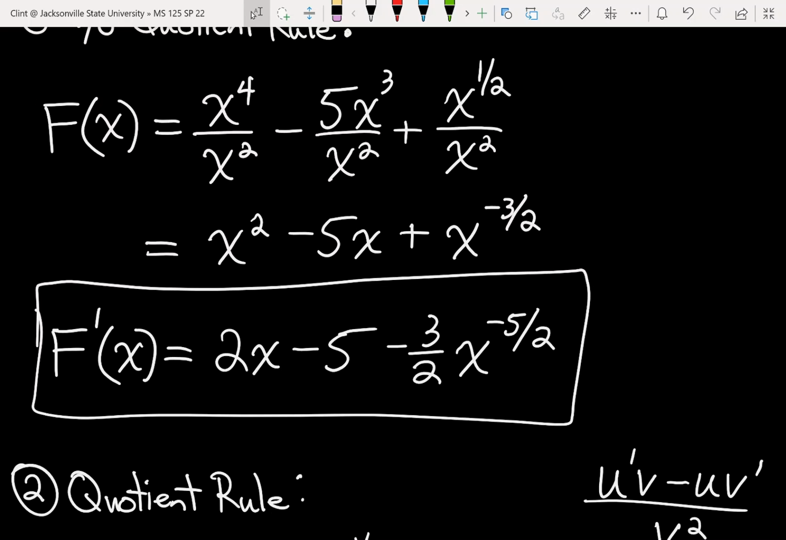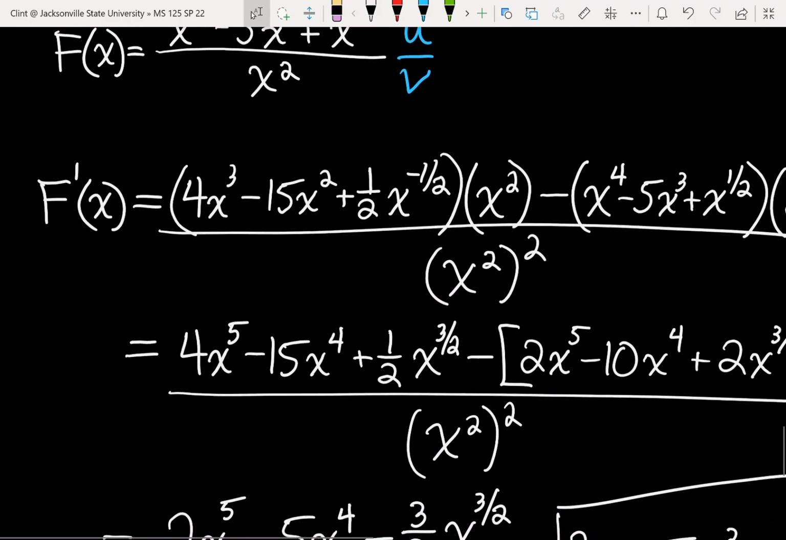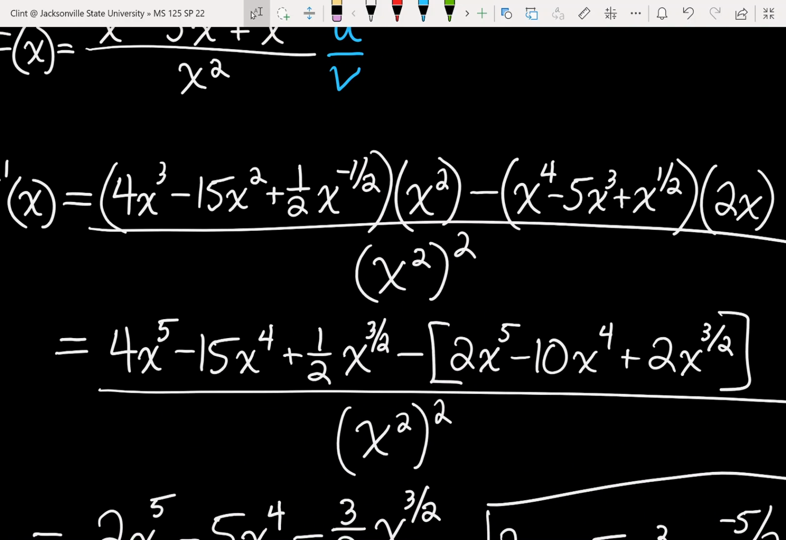If we did not care that our answer ended up in simplest form, then it's not really all that much worse, right? Like if we're happy with this as our derivative, not that much worse.